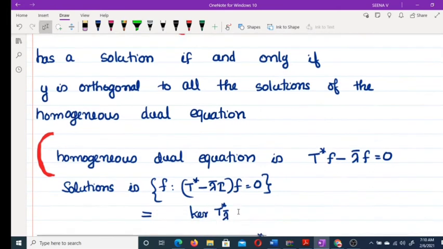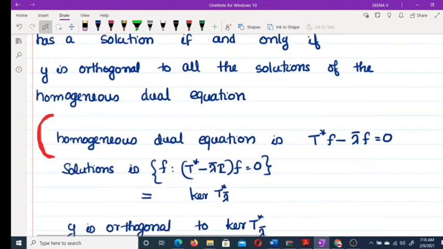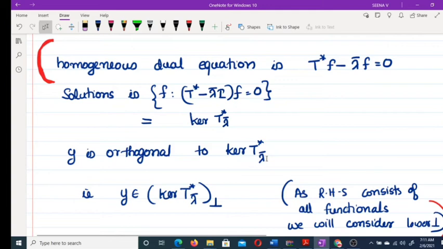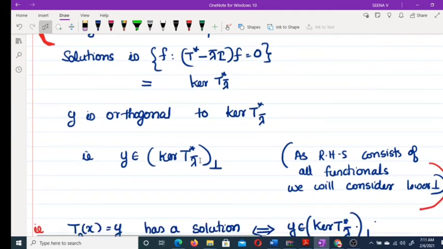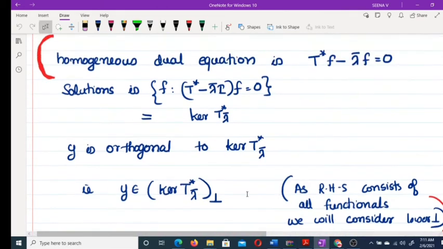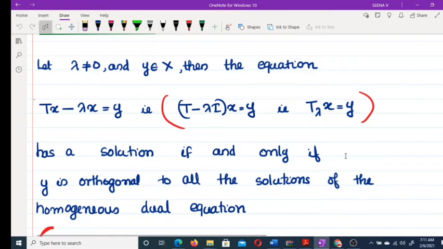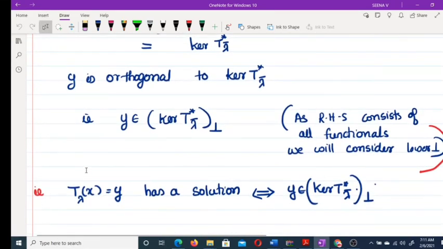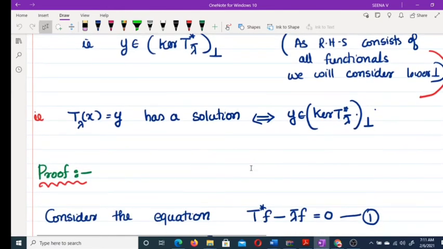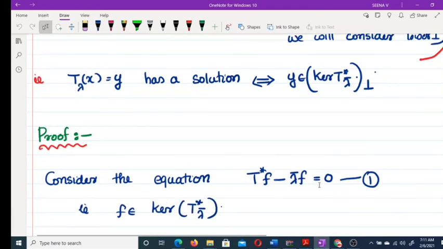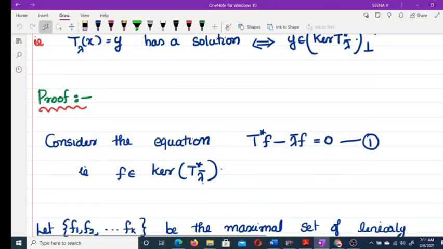Now, what about the solution of this equation? The solution set is the set of all f such that (T star minus lambda conjugate I)f equal to 0. And this is actually kernel T star lambda conjugate. So y is orthogonal to kernel T star lambda conjugate. That means y belongs to the perpendicular of kernel T star lambda conjugate. So the theorem says that T_lambda x equal to y has a solution if and only if y belongs to the perpendicular of kernel T star lambda conjugate. Now consider this equation, T star f minus lambda conjugate f equal to 0. This implies f belongs to kernel T star lambda conjugate.